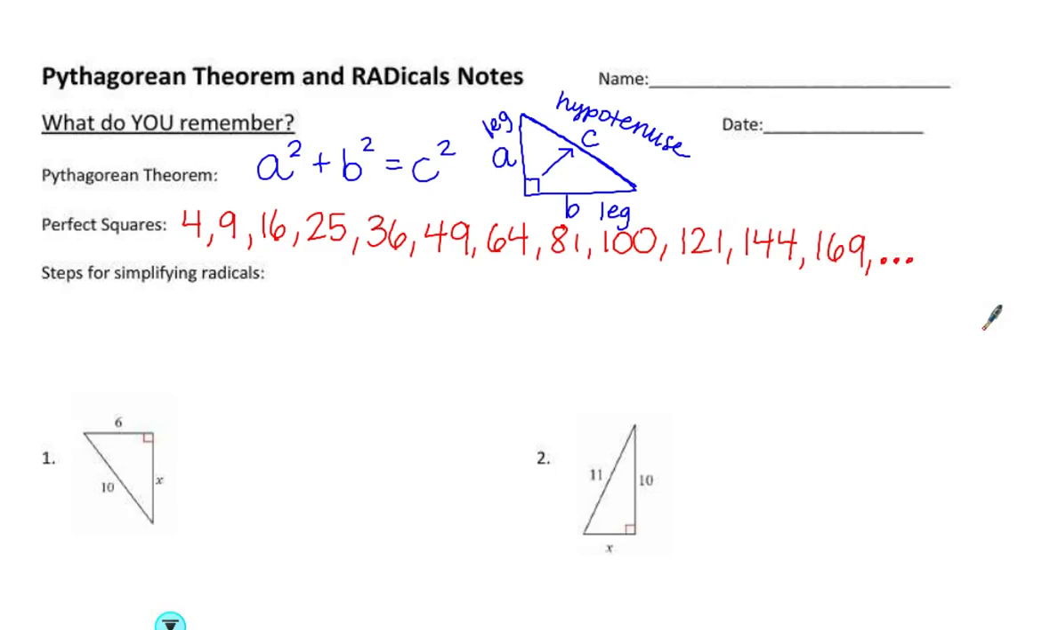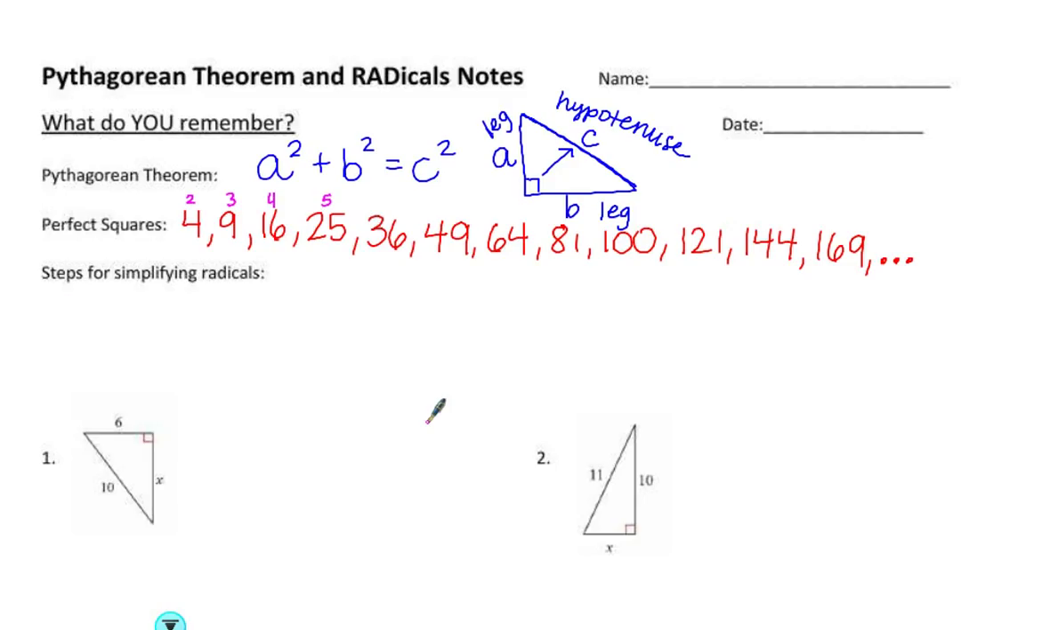Alright, so make sure you get all those listed. Now, if it's going to be helpful for you, you're welcome to maybe in another color, put the square root of that number above it. So the square root of 4 is 2, square root of 9 is 3, square root of 16 is 4. So you're welcome to list those numbers above or below if that helps you out.